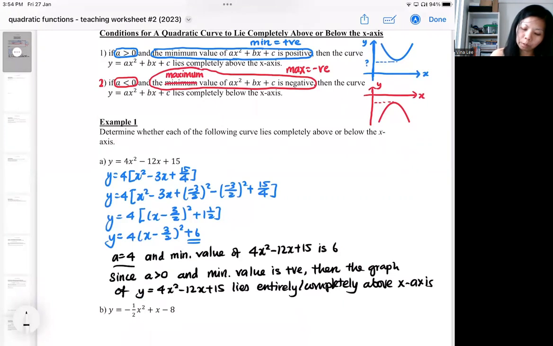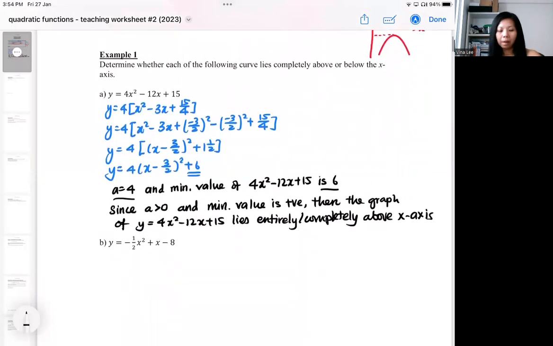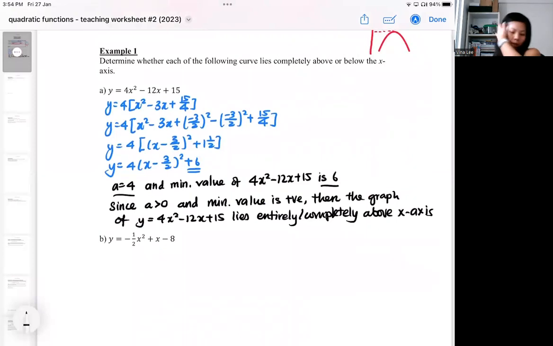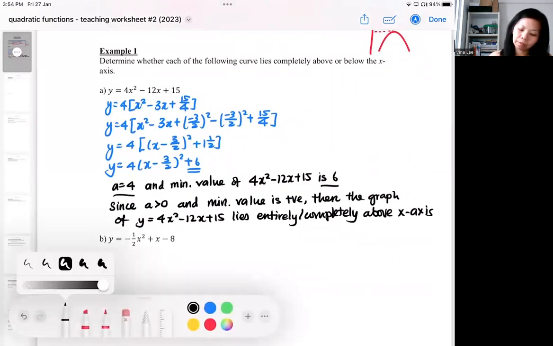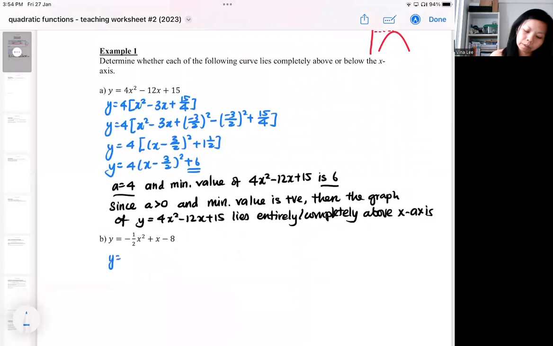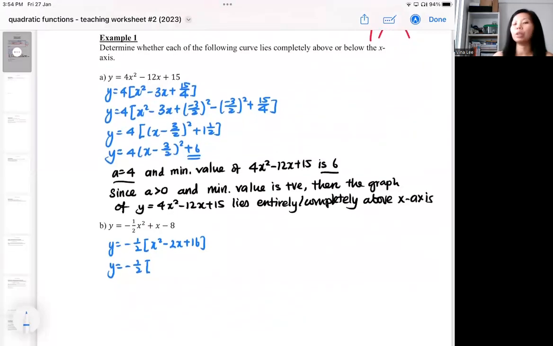So you must fulfill the two conditions. You do your complete square so that you can obtain the minimum value, and you can also tell the value of a. In the second part, it's a negative x square, so it's a frown face graph. Again, do your complete square first, factorize out the minus half. Like I mentioned, you shouldn't have careless mistakes. If you got careless mistakes and you still manage to explain, you will be penalized in the technical part.